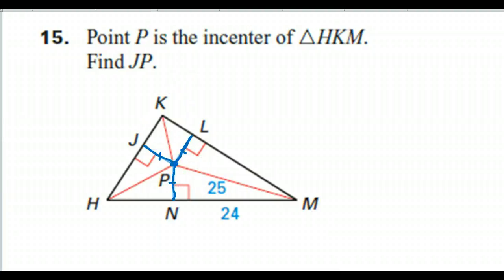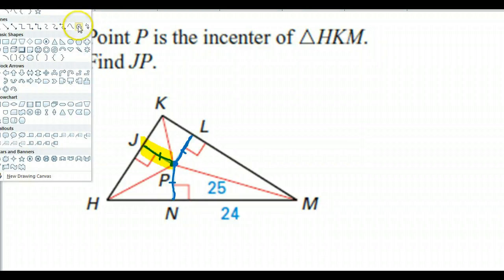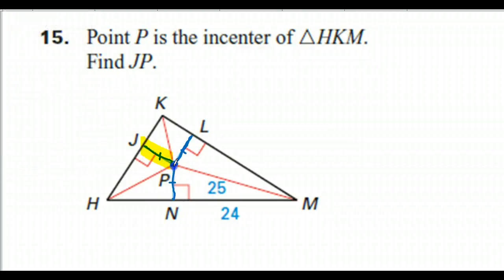So we are being asked for JP. We're being asked for this one over here. But I'm not going to find that one. I'm going to find this one down here, PN. And then whatever that is, it should be the same thing. And the way I'm going to find that is by doing a right triangle. That's going to go like this. All right, focus on this right triangle down here.